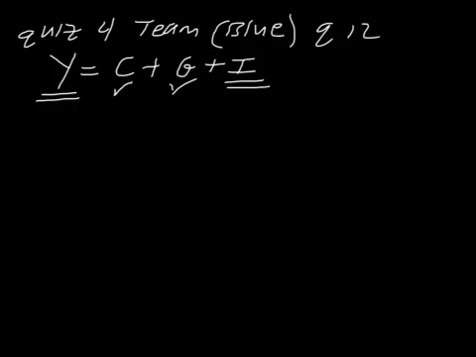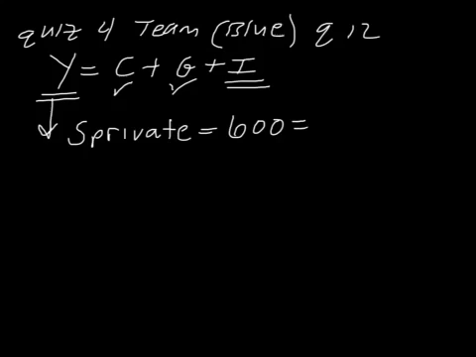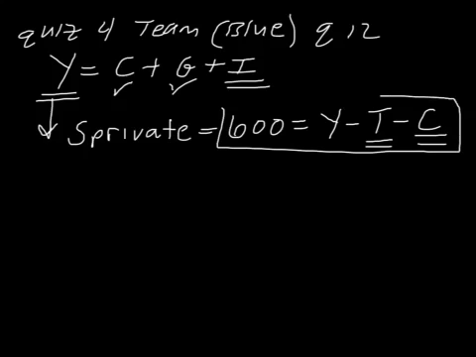So what we're going to do is try to use the information they give us to figure out what income is. And the way we're going to do that is we're told that private savings is equal to 600. And I know that private savings is equal to income minus net taxes minus consumption. And I'm given information on net taxes and I'm given information on consumption. So I can use that information to essentially solve this equation.